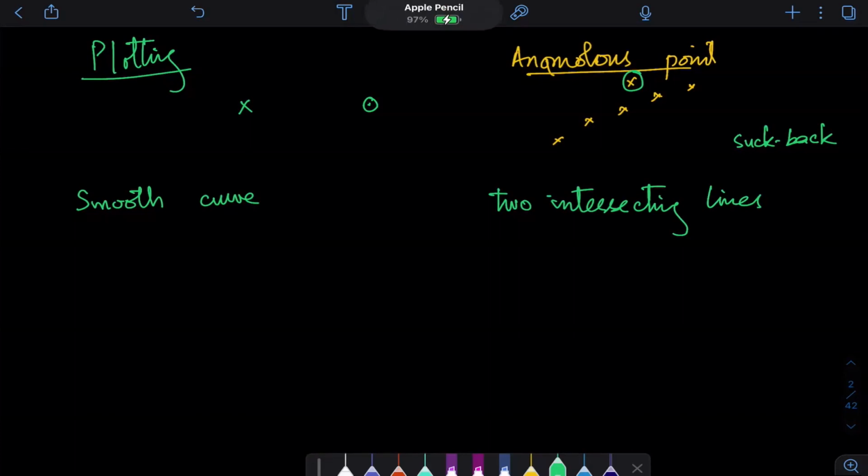Similarly, sometimes we have what we call control variable. वो control variable अगर खराब हो जाए तो उसकी वजह से भी आपके anomalous points आ जाते हैं. So these are all reasons for getting the errors.